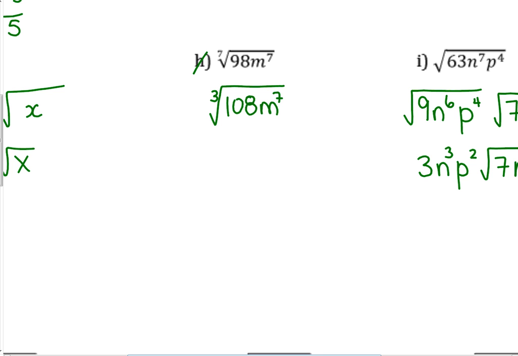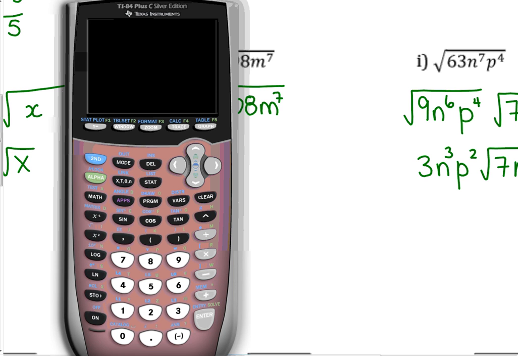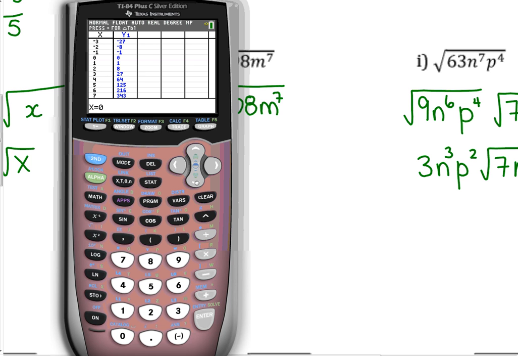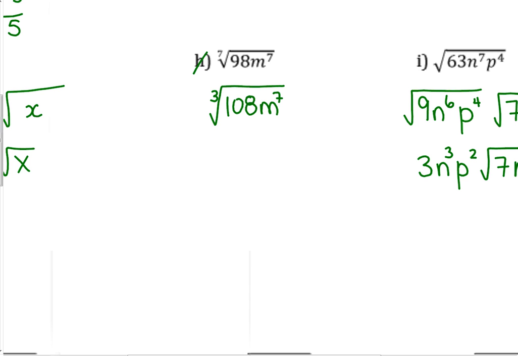If you're not sure of the perfect cubes, you could use the quick way: y equals x to the power of 3, and then go to your table. We made that table earlier: 1 cubed is 1, 2 cubed is 8, 3 cubed is 27, and 4 cubed is 64. Those are our perfect cubes. So what's the largest one that goes into 108?